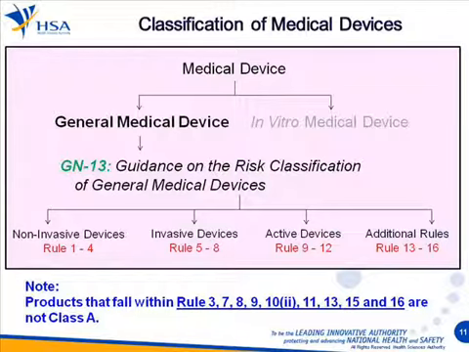One thing to note: if your product falls under these rules, it will not be Class A. These are rules 3, 7, 8, 9, 10 part 2, 11, 13, 15, and 16. They will definitely be more than Class A, at least a Class B.